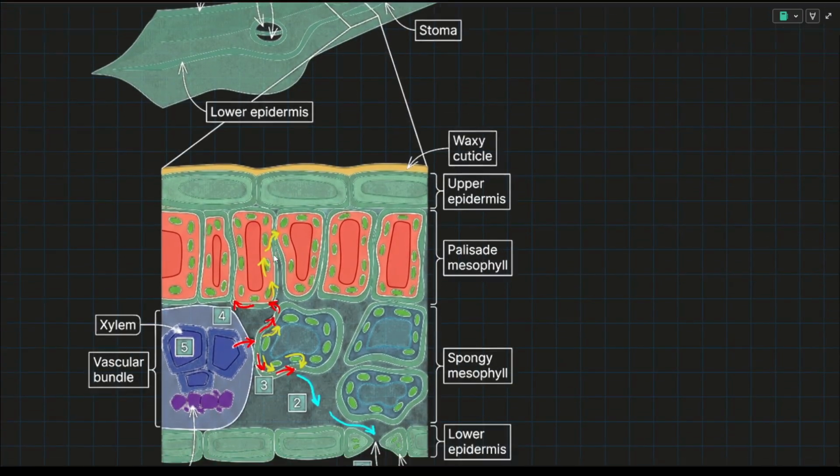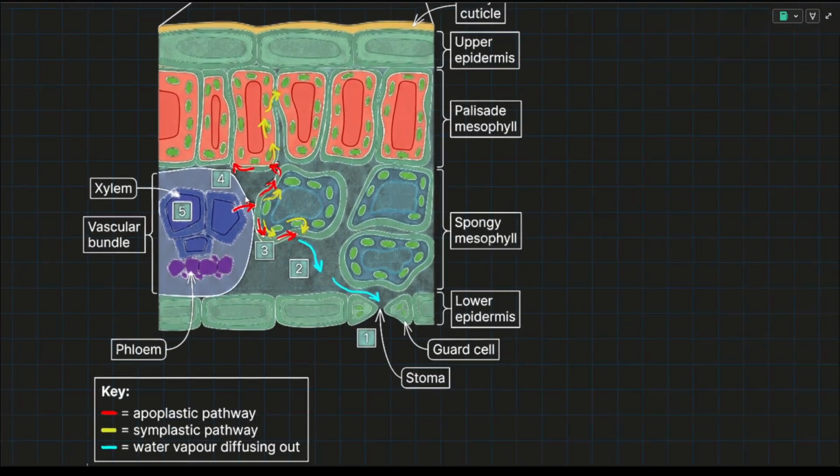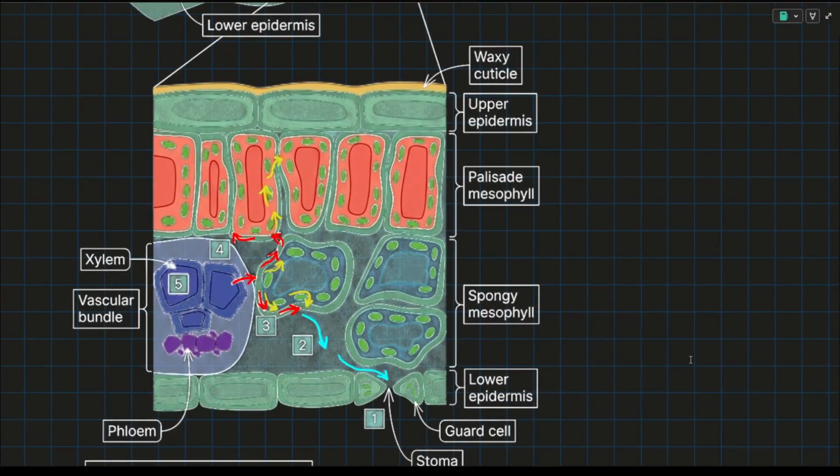Now let's look at this cross section, almost transversal cross section of the leaf. Here we have the upper epidermis, here we have the lower epidermis, the palisade mesophyll layer, then the spongy mesophyll layer, and here's the most important part, the vascular bundle. The vascular bundle, do you remember, is composed of both xylem and phloem.